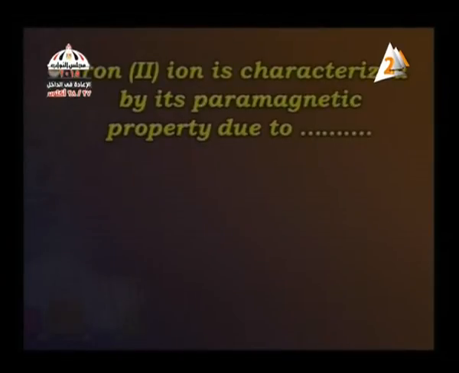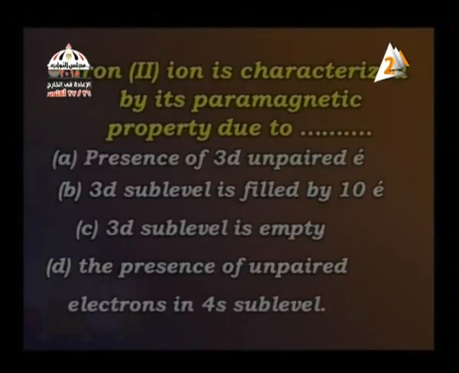Next point: the iron 2 ion is characterized by its paramagnetic property due to what? The presence of 3d unpaired electrons, or the 3d sublevel is filled by 10 electrons, or the 3d sublevel is empty, or the presence of unpaired electrons in 4s? If you think about it, my dear student, yes, the answer will be the presence of 3d unpaired electrons.